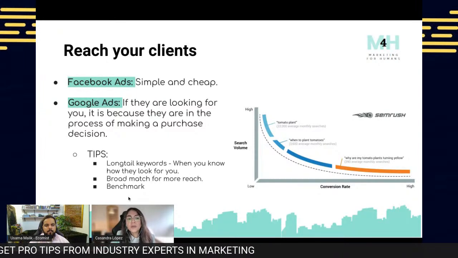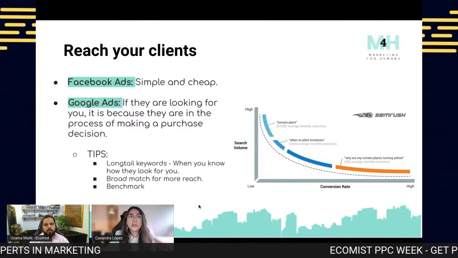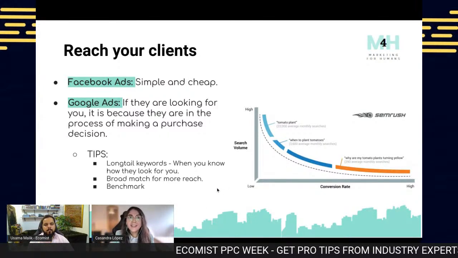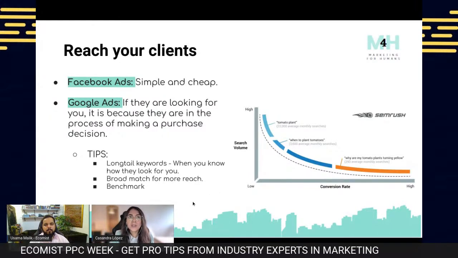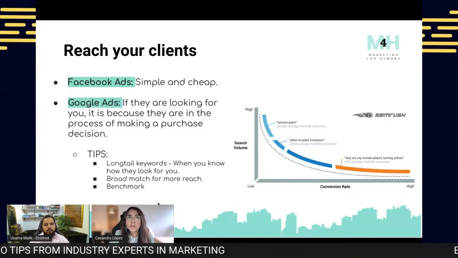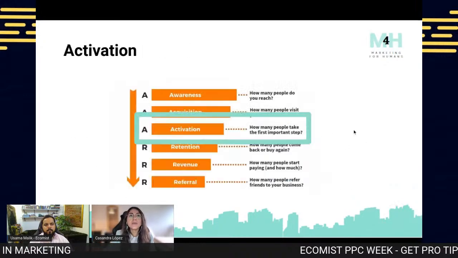And also super important, the benchmark. It's okay to look at what your competitors are doing. You can see what is working for them and what is not. And the important thing about that is that you can learn from them. You can learn from their mistakes. You can learn from their best practices. So don't be afraid of doing some benchmarks here.